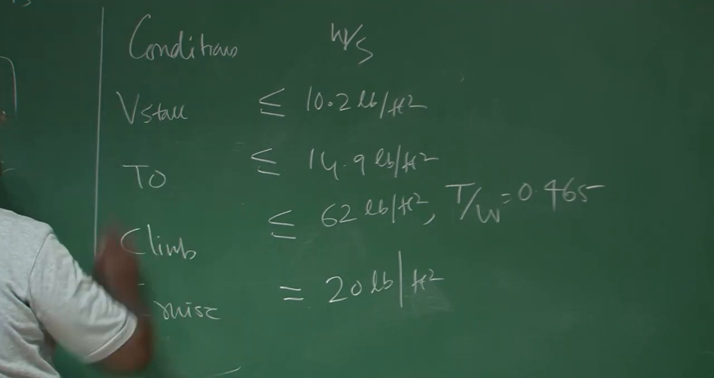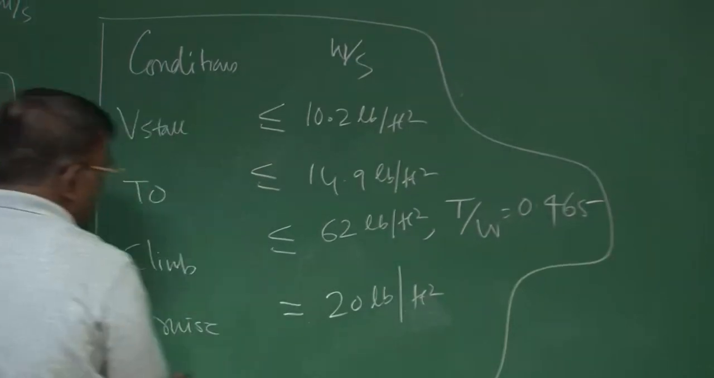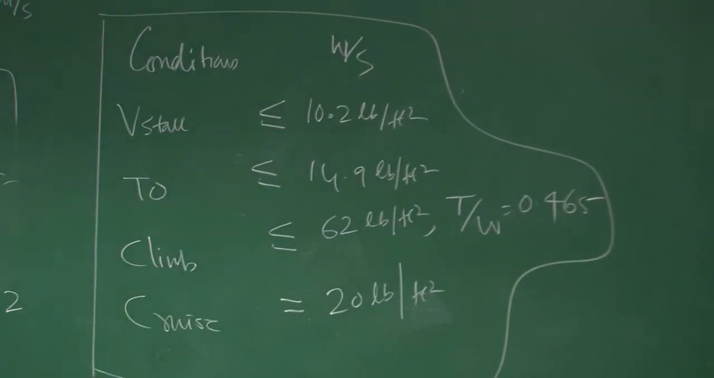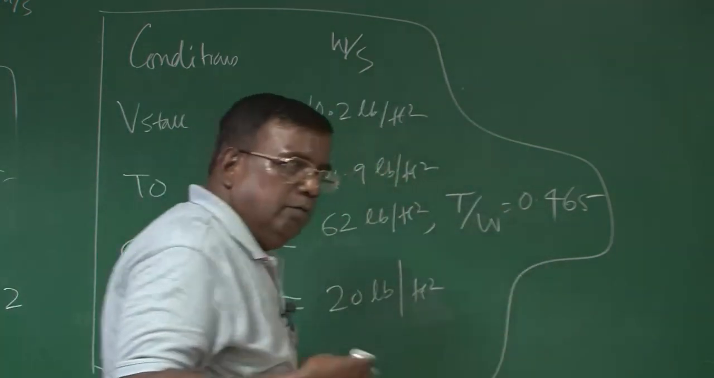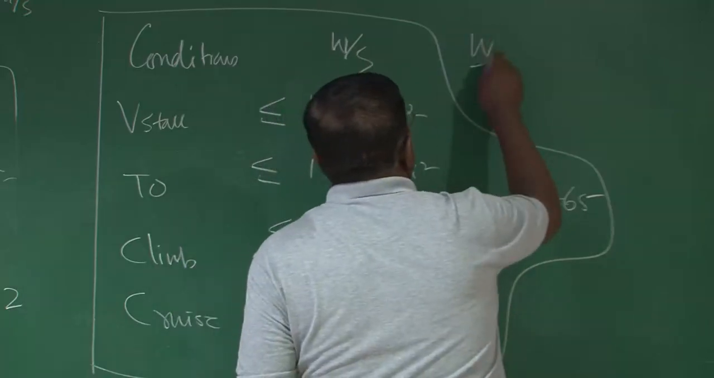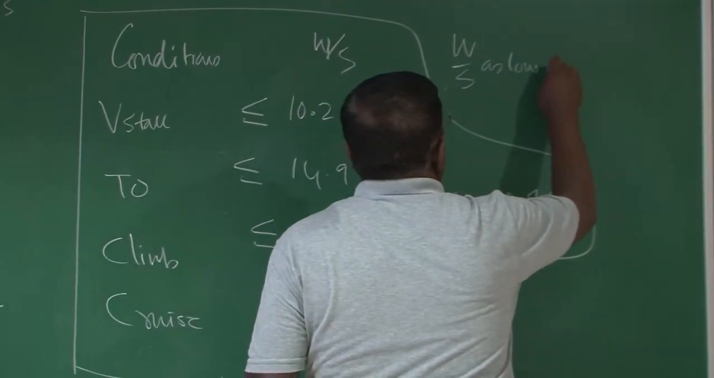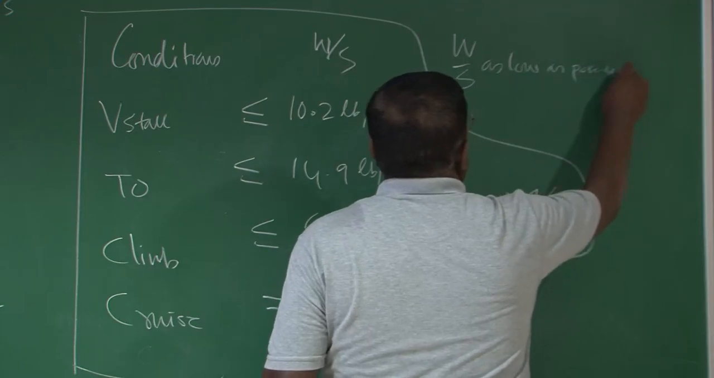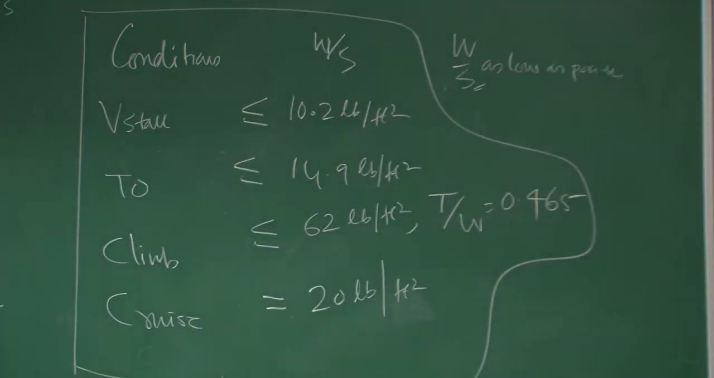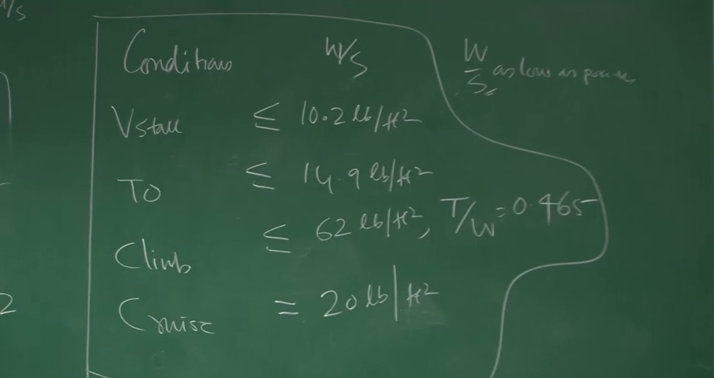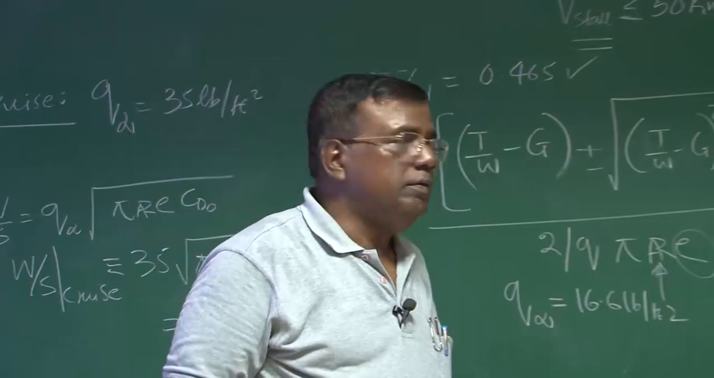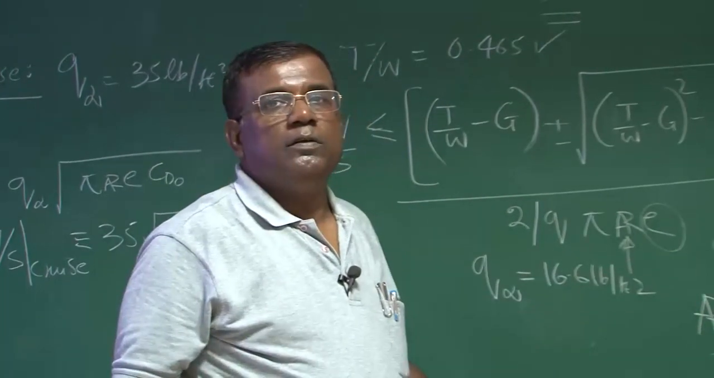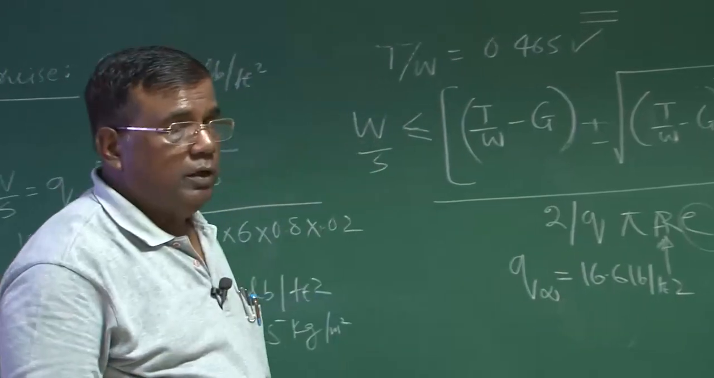Now the question is, which W by S should I take? It is always fine for an aircraft, as a general tendency, not always, that I like to have W by S as low as possible. Meaning thereby that for a given weight, wing area is large, so lifting will be easier, takeoff will be easier, but do not forget it will cause drag penalty, a lot of skin friction drag. Then with large wing area, structural weight may also go toward the higher side sometimes.